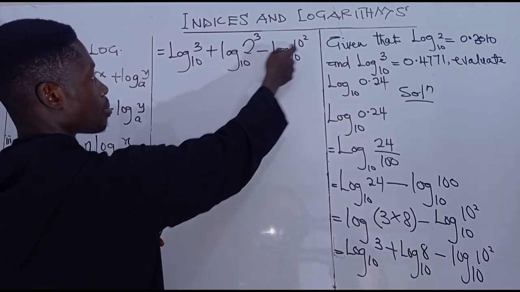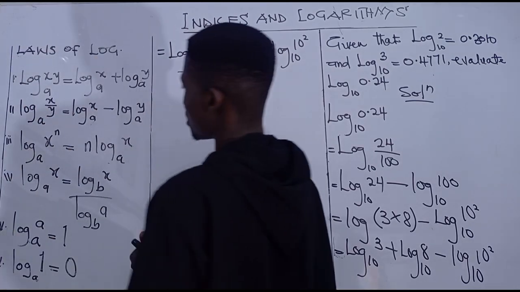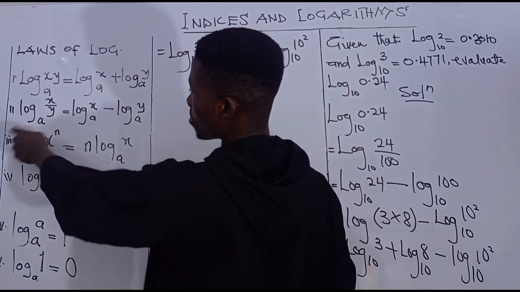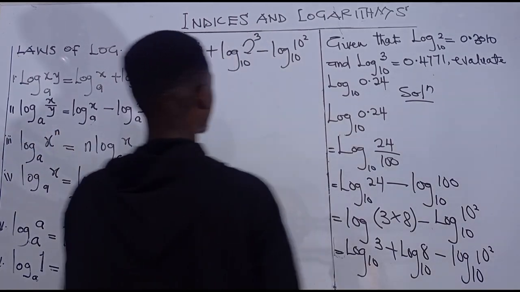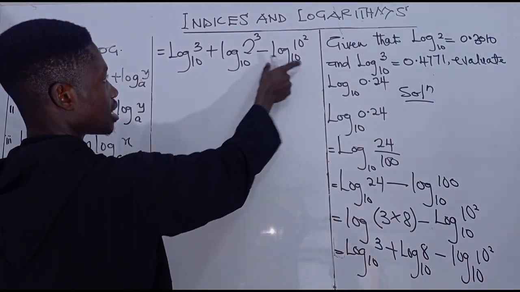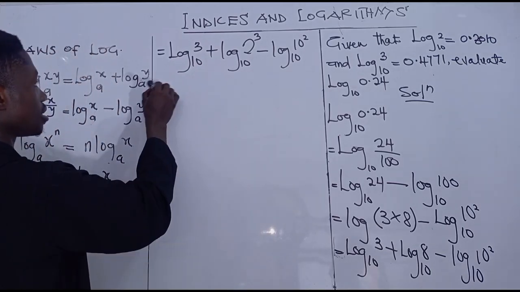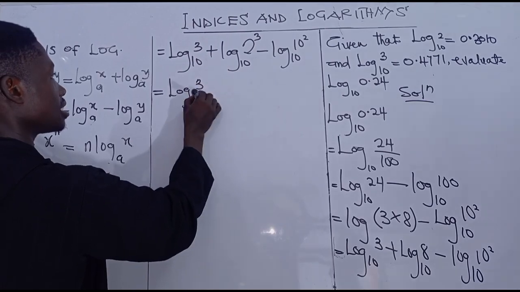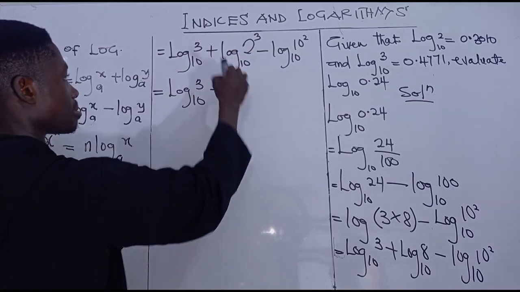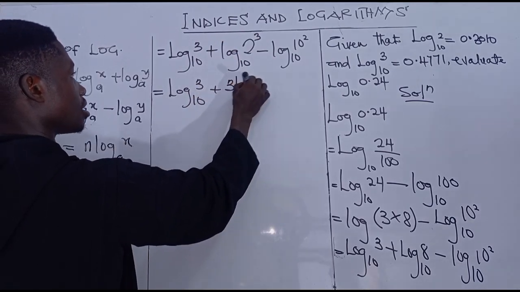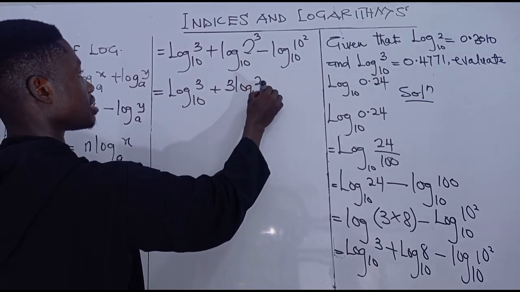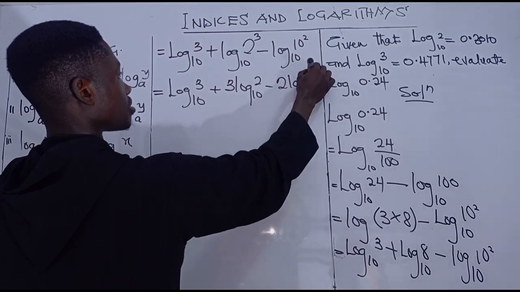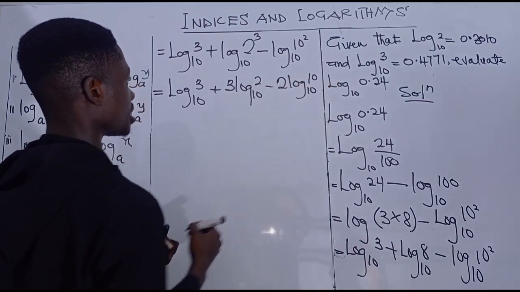Now from here we are going to apply the power law. So this is the power law. When you have something of this nature, the power will come and multiply the logarithm. So you are going to apply the power law for this and then that. So you have log of 3 to the base of 10 plus this 3 will come in front. We have 3 log of 2 to the base of 10 minus this 2 will come in front. 2 log of 10 to the base of 10.